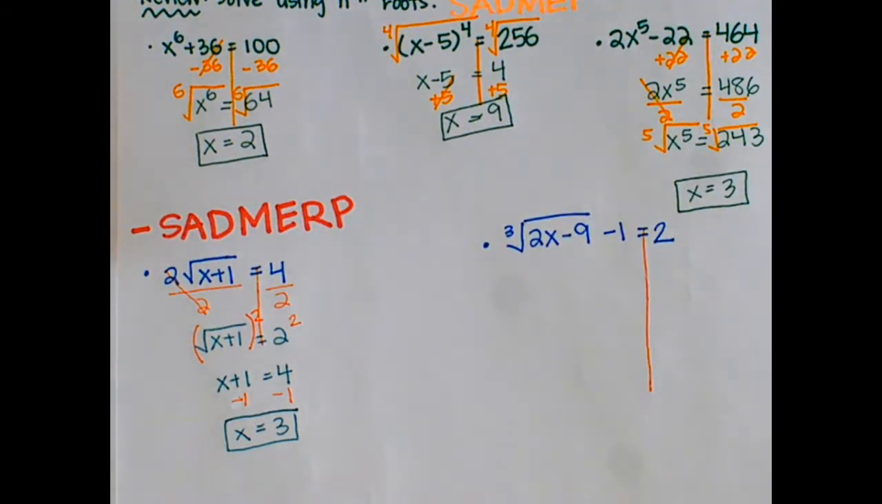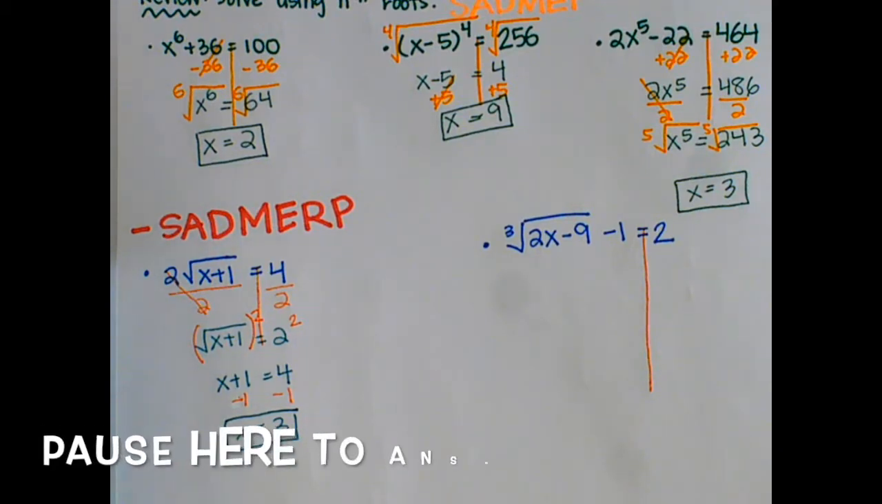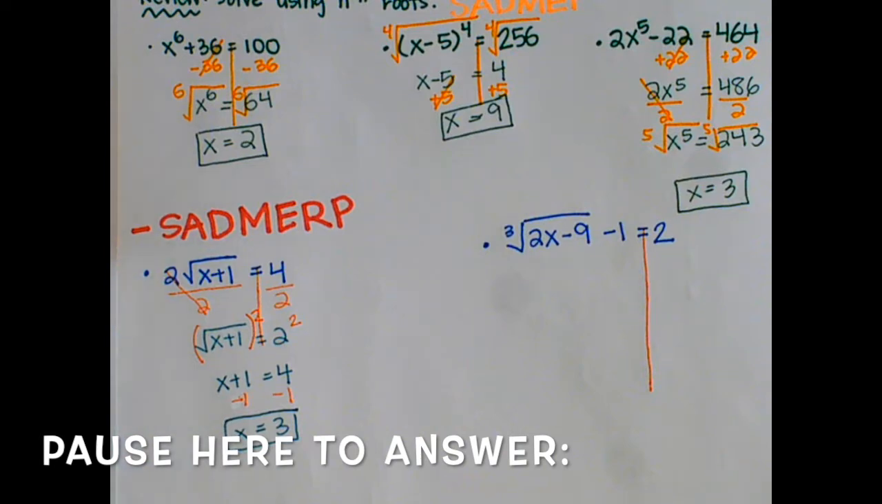Alright, so here's our next example. I want you to go ahead and work on this one up until the step where you get rid of the radical. What do you get?